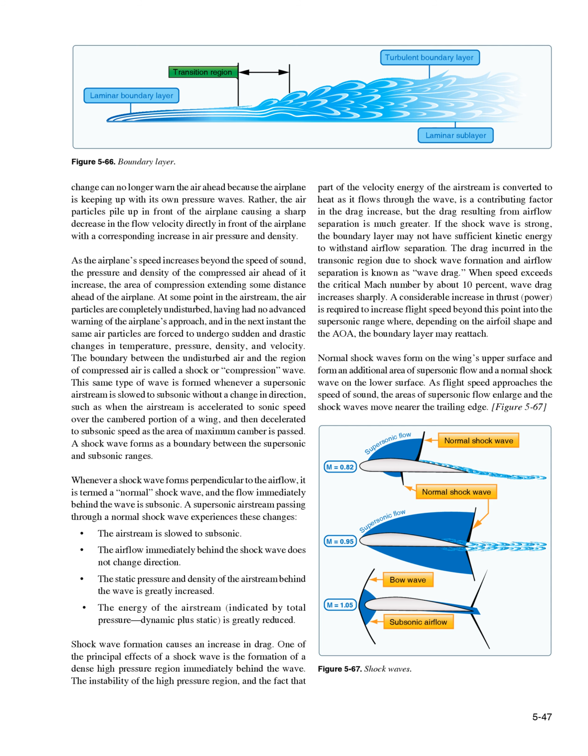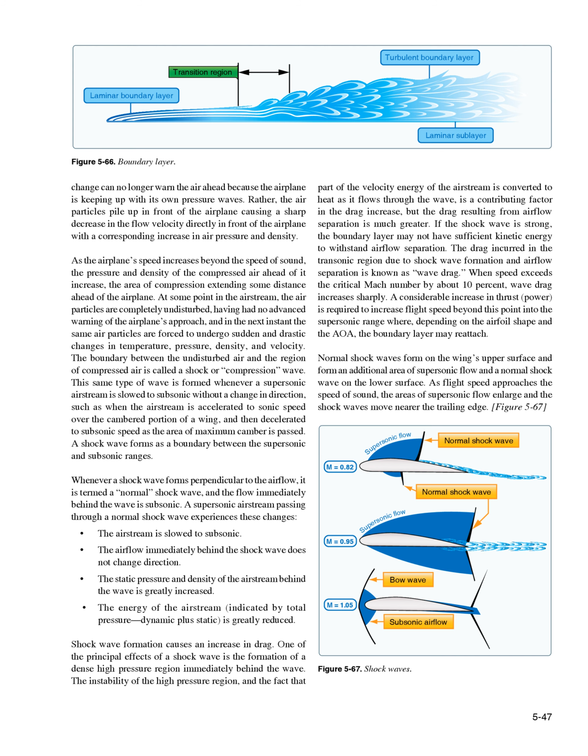Shock wave formation causes an increase in drag. One of the principal effects of a shock wave is the formation of a dense high-pressure region immediately behind the wave. The instability of the high-pressure region, and the fact that part of the velocity energy of the airstream is converted to heat as it flows through the wave, is a contributing factor in the drag increase, but the drag resulting from airflow separation is much greater. If the shock wave is strong, the boundary layer may not have sufficient kinetic energy to withstand airflow separation.